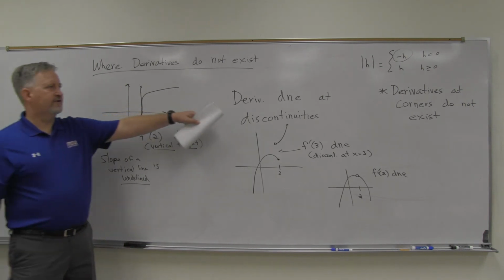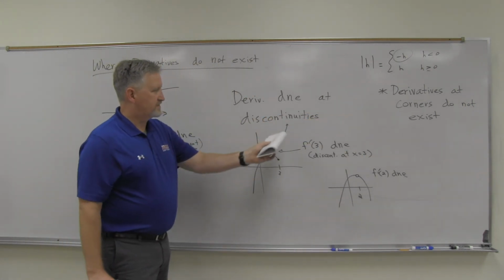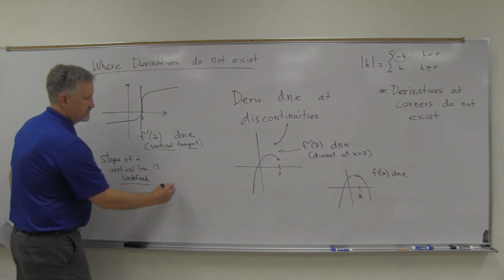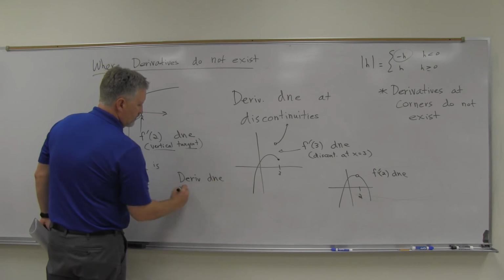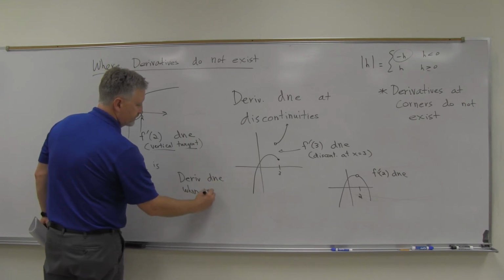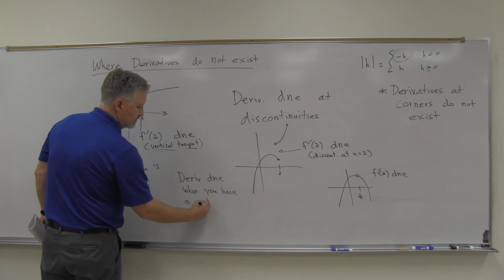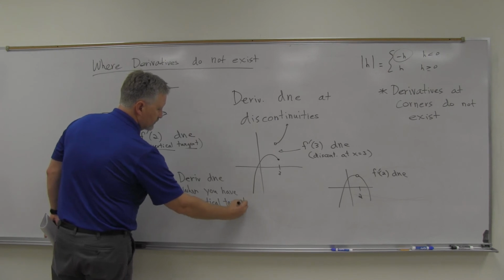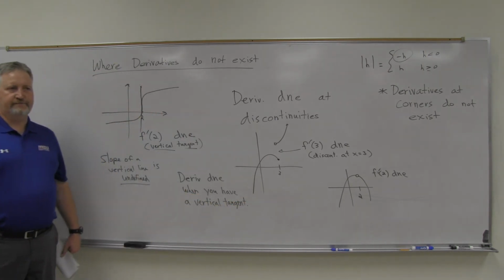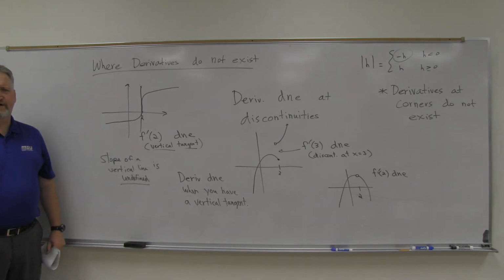So that's the third one. Derivatives at corners do not exist. Derivatives do not exist at discontinuities. This is the third one. Derivatives do not exist when you have a vertical tangent. Vertical tangent. And those don't occur very often, let's say it that way.